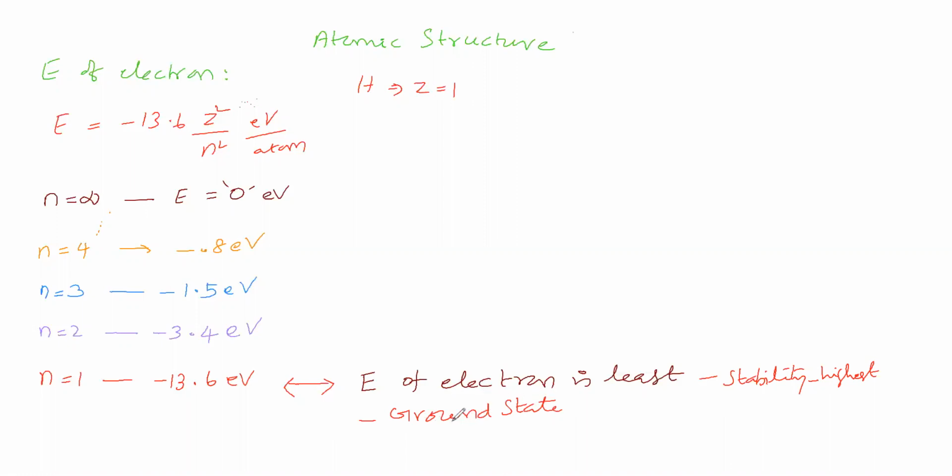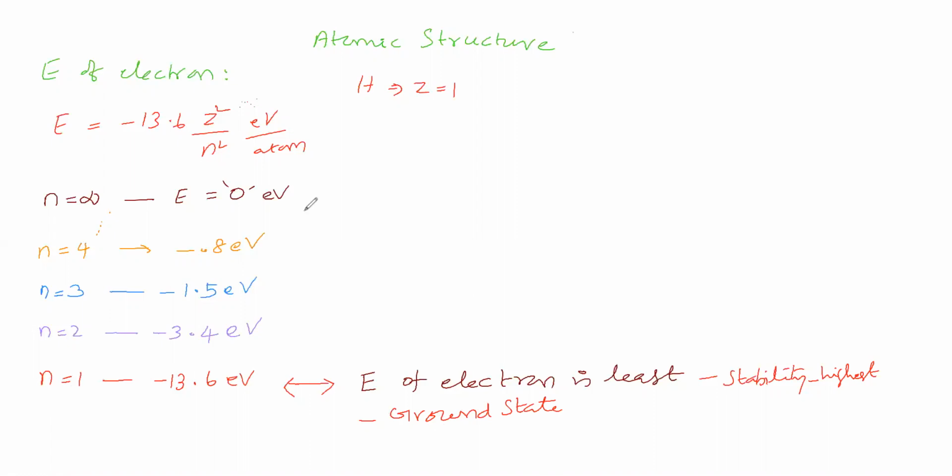So what is the n value for the ground state for hydrogen? For hydrogen, ground state is n is equal to 1. N is equal to 1 is the ground state for hydrogen and hydrogen-like species.